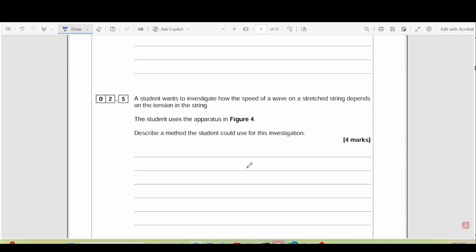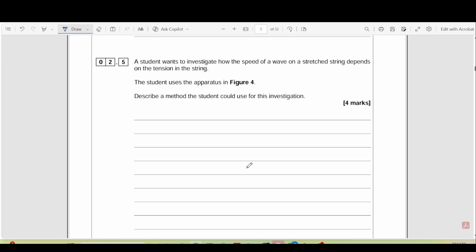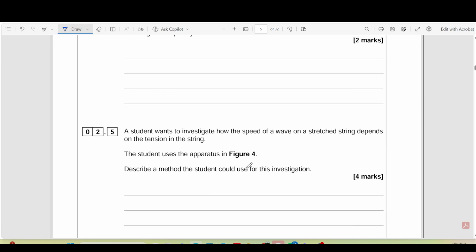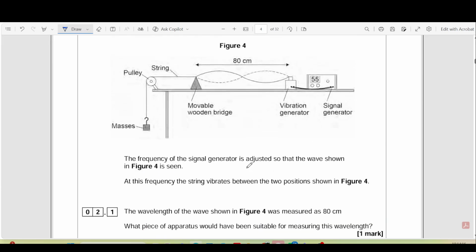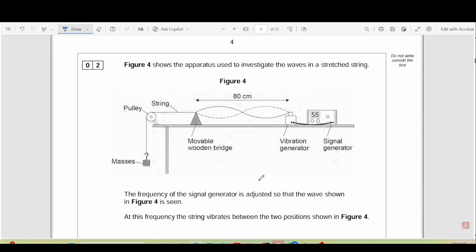A student wants to investigate how the speed of a wave on a stretched string depends on the tension in the string. The student uses the apparatus in Figure 4. Describe a method the student could use for this investigation. Figure 4 is this. So this is the setup.